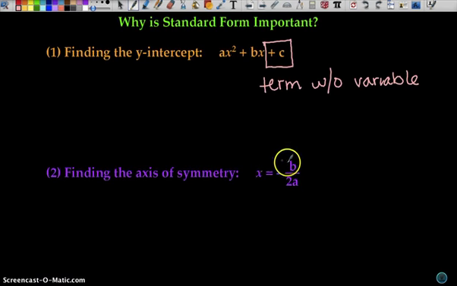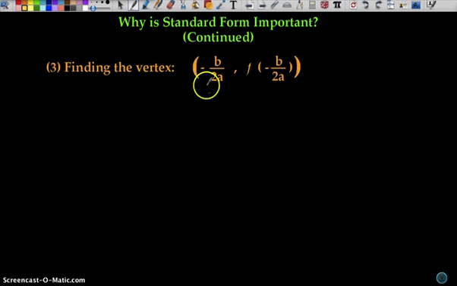Finding the axis of symmetry, now we can do it without having the graph. We can calculate it on our own, which is kind of nice when we get to graphing them because we don't have to guess and check and plug numbers in. So we take negative b over 2a. So we take our b term here and divide it by 2 times our a term, and then it's negative, so it's always the opposite of what we have. Now this part looks confusing. This is just your axis of symmetry, okay?